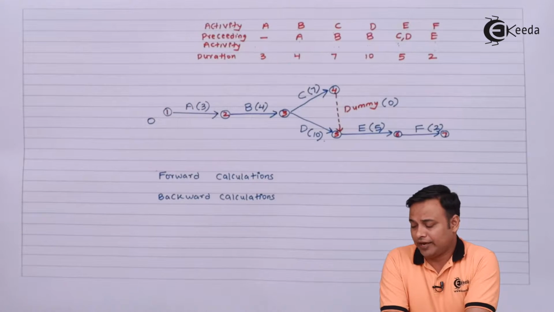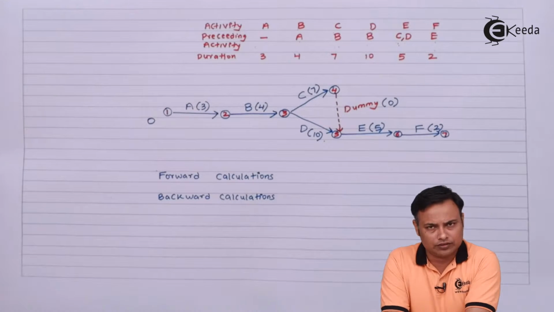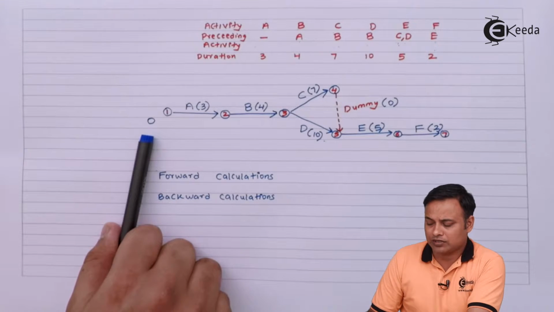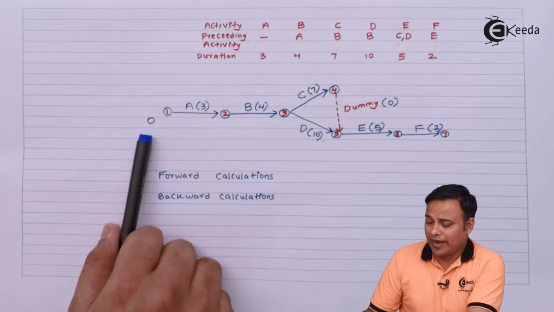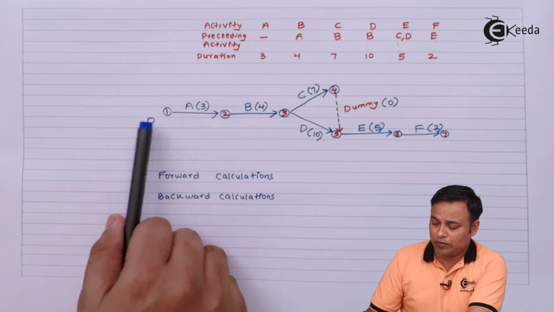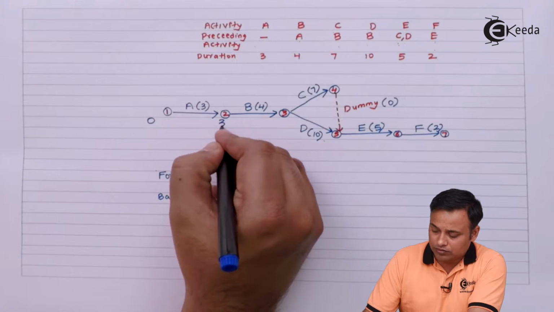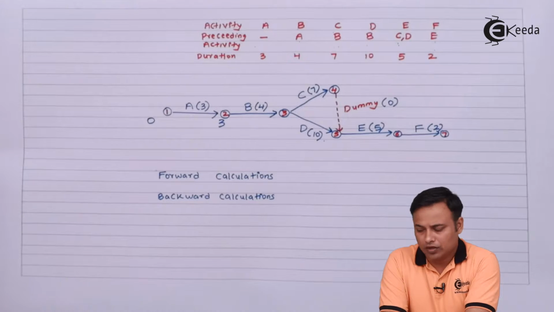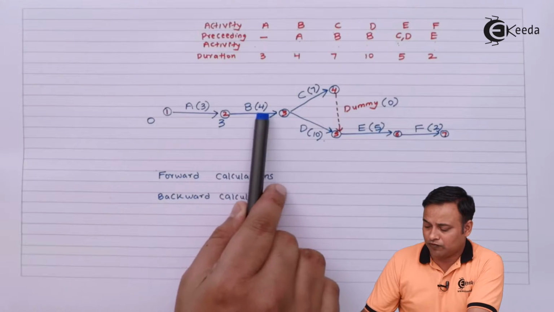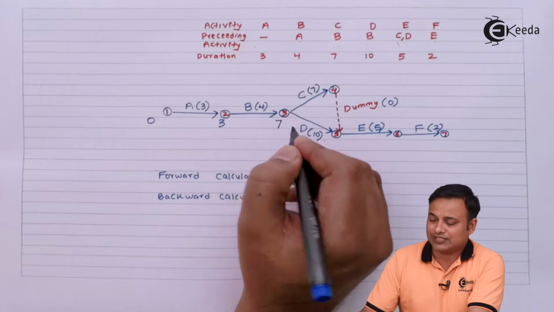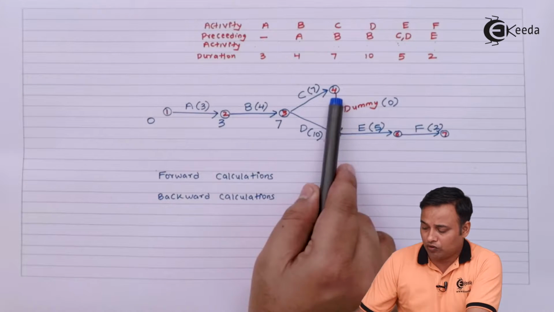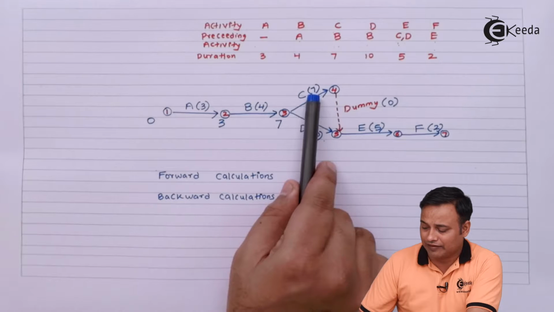Now 0 indicates the start of the project. Now once I start from here at timer 0, by the time activity A is completed, my total time will be 0 plus 3, 3. Now once I go from 2 to 3, it will be 3 plus 4, 7. Next I will go from 3 to 4, it will be 7 plus 7, 14.